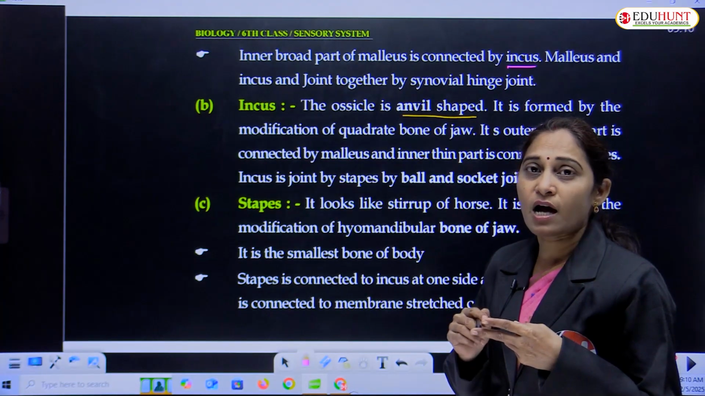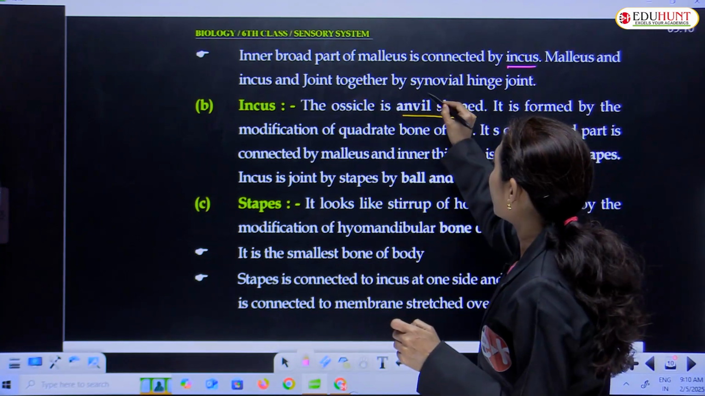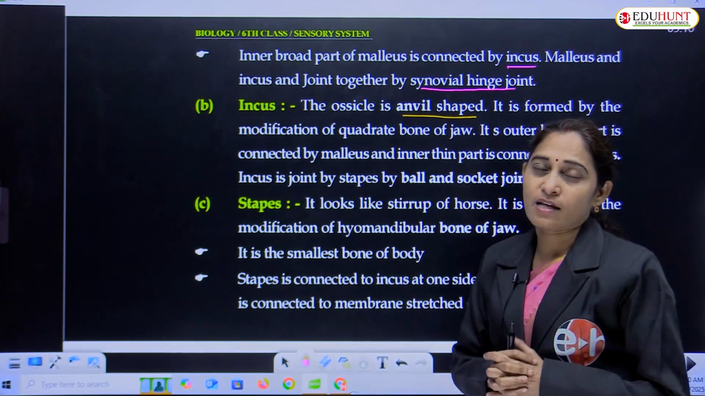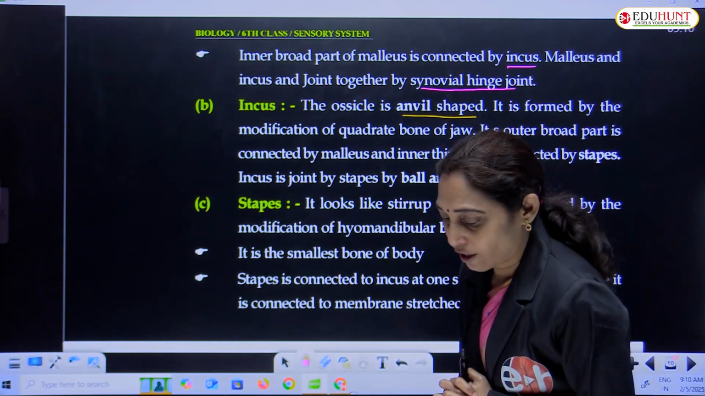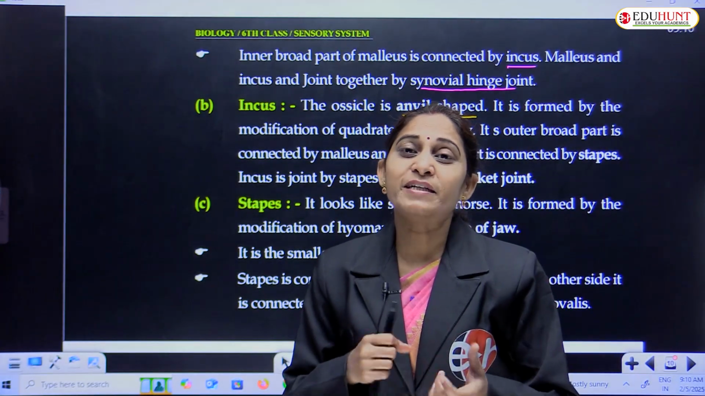Malleus is a bone and incus is also a bone. These two bones are connected together by a joint called a synovial joint. A synovial joint is a joint which has limited movement.